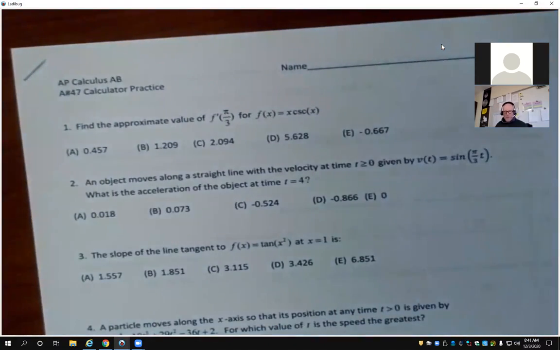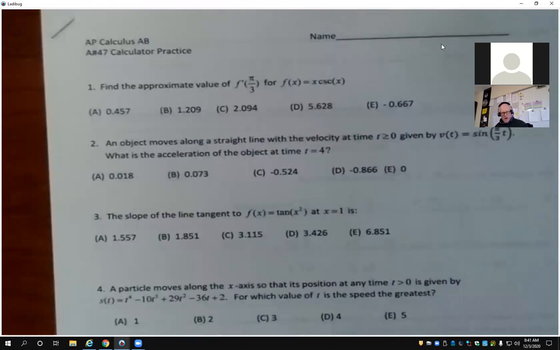All right, let's go ahead and just talk about the first page. We'll go over any questions you have on 1 through 6.